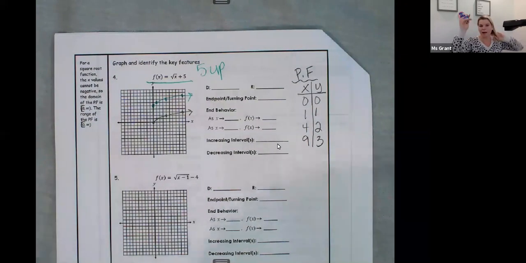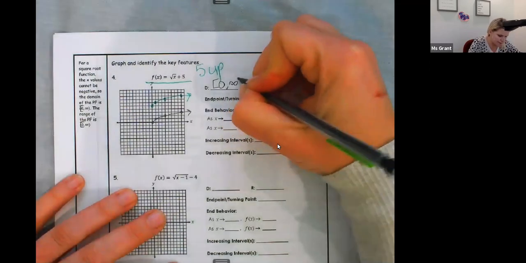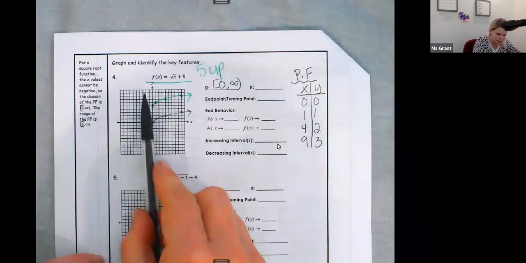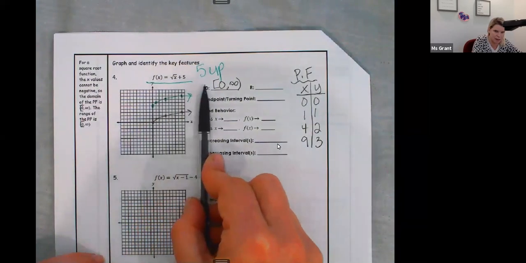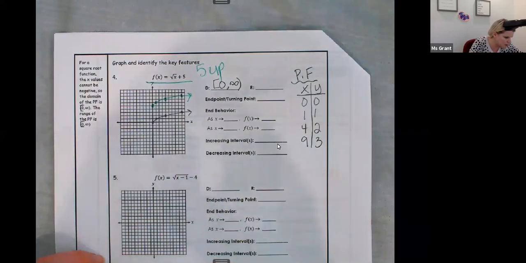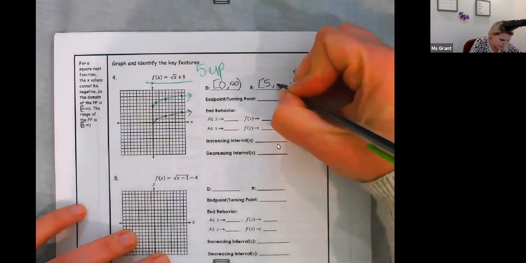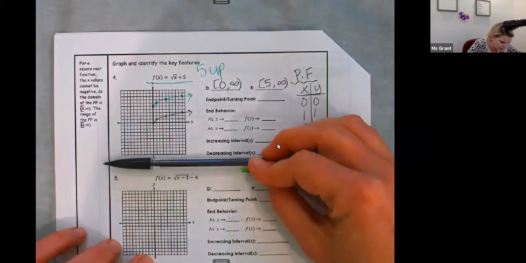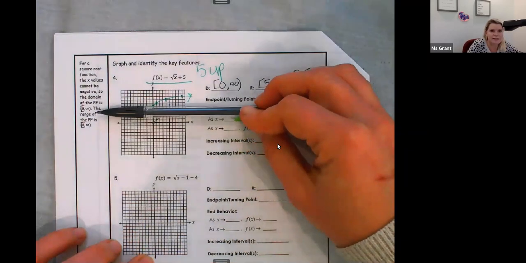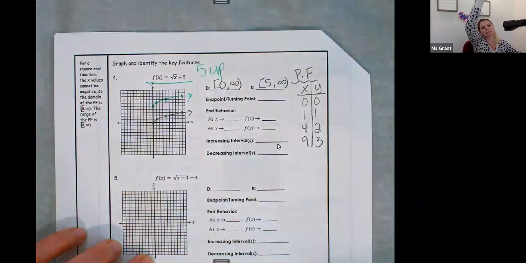Since I shifted it up 5, my range is going to change. My domain is going to stay 0, infinity, because look, it starts at 0 and it goes 1, 2, 3, 4, 5, 6, 7, 8, 9, 10, 11, 12, 13, and so on. My range though, 5, infinity. Because look, nothing, nothing, nothing, nothing. 5, 6, 7, 8, 9, 10, 11, 12, 13, 14, up, up, up.